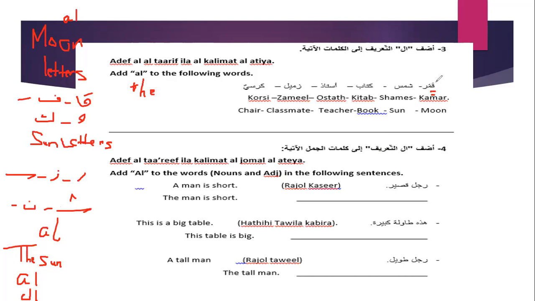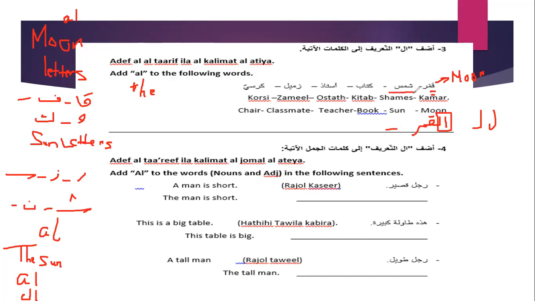Qa is a moon letter or a sun letter? It's a moon letter. Since it is a moon letter, now let's enter the a, then la. Since the la is now here in the middle, we don't make it like this, we have to make it like this. This is a moon letter. How do I read it? Al-Qamar. When there is a moon letter, I have to read al. I read it and write it like this.